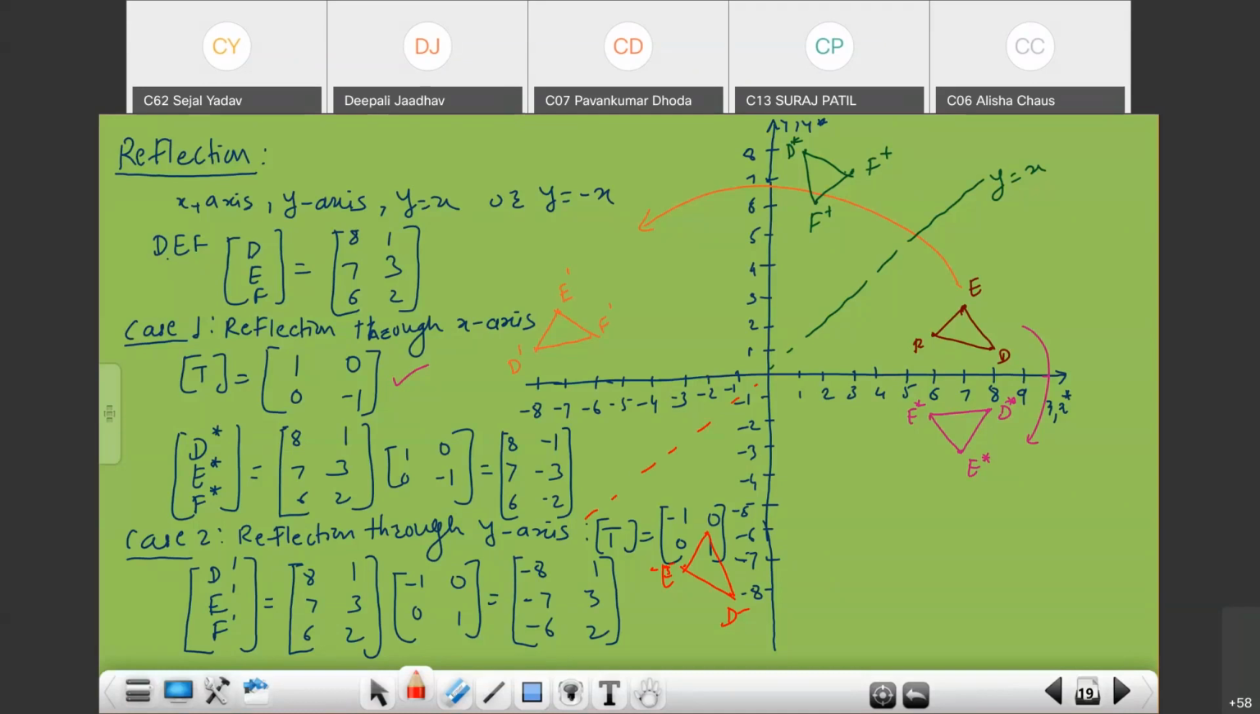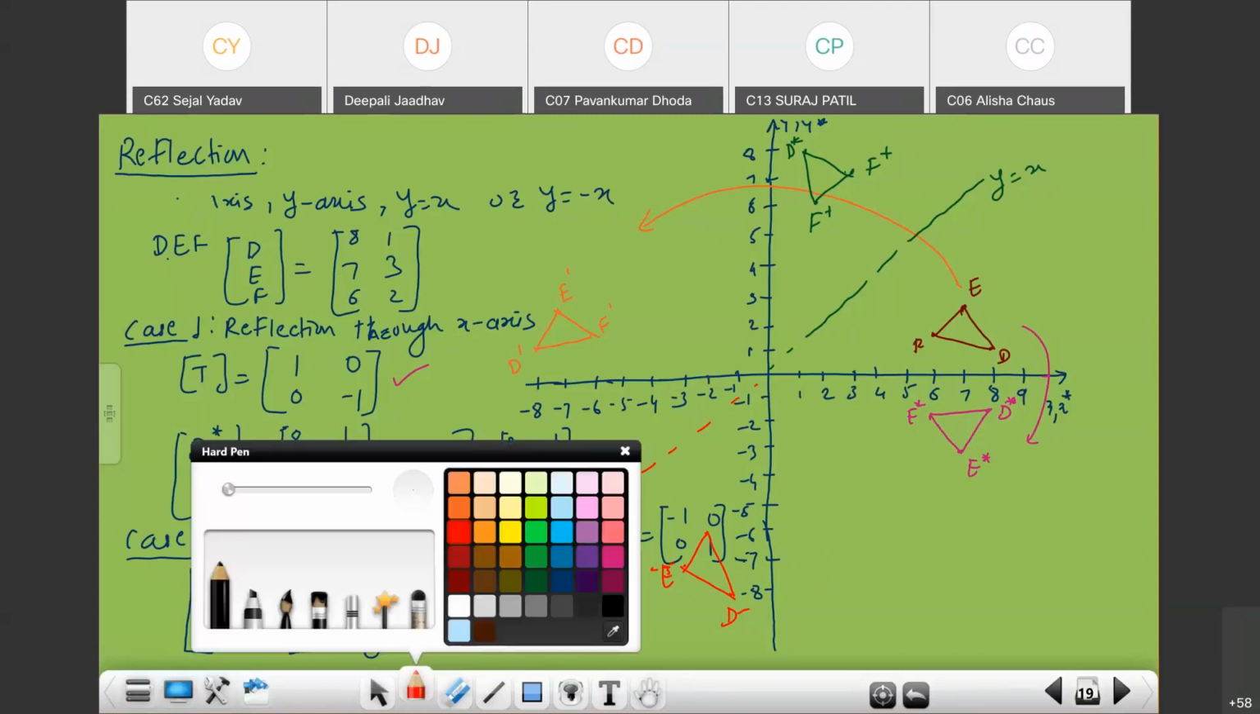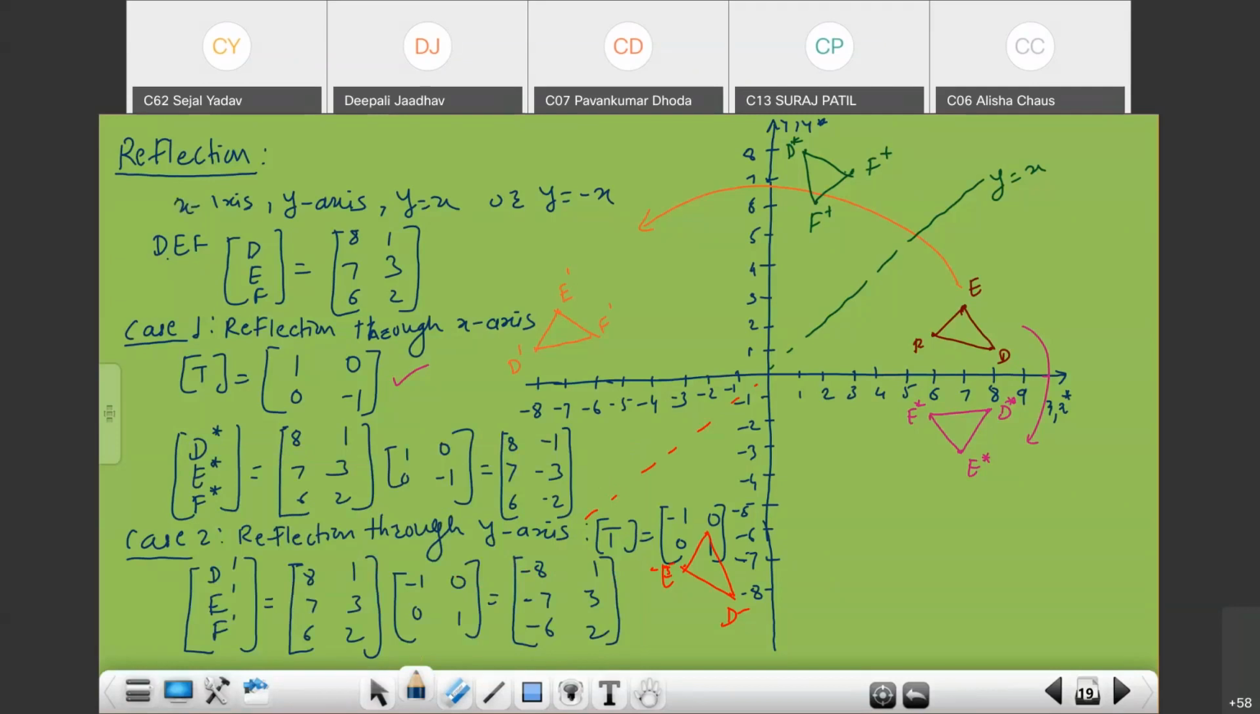Is it clear? So first see once again in short. If we want to perform the reflection of an object through x-axis, y-axis, y is equal to x and y is equal to minus x, then there are the standard transformation matrices for this. The first one, for reflection through x-axis, T is equal to 1, 0, 0, minus 1, where we are going to make y a minus value. And that's why d is equal to minus 1. We will get this result, and this is the first result.